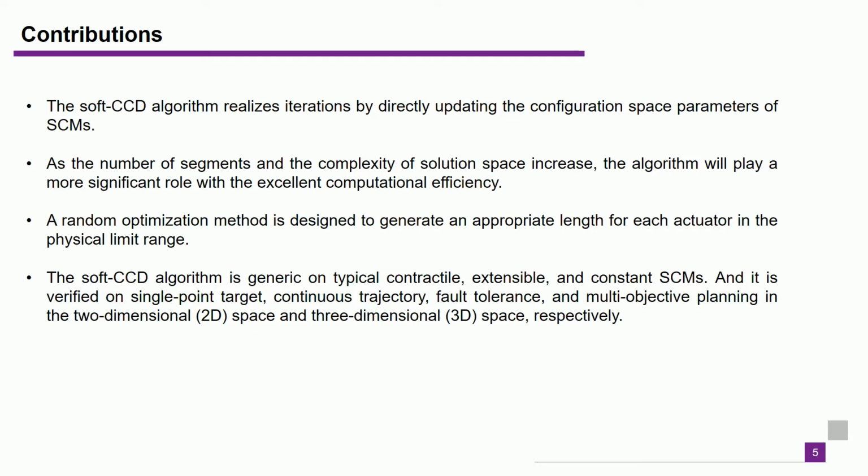The Soft-CCD algorithm provides the following contributions to soft robotics. Firstly, it realizes iterations by directly updating the configuration space parameters of SCMs. Secondly, as the number of segments increases, the algorithm plays a more significant role with excellent computational efficiency. Thirdly, a random optimization method is designed to generate an appropriate length of each actuator within the physical limit range. Lastly, the Soft-CCD algorithm is generic on typical SCMs and is verified on multiple task scenarios.